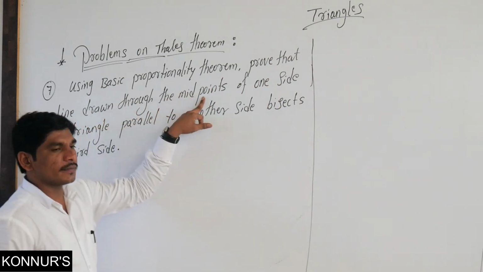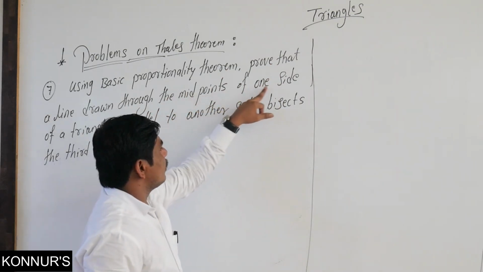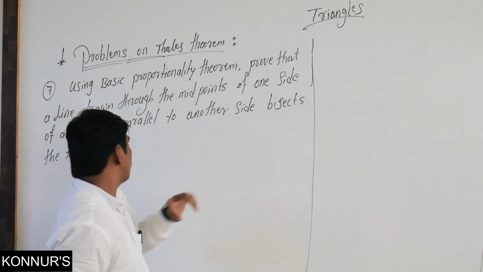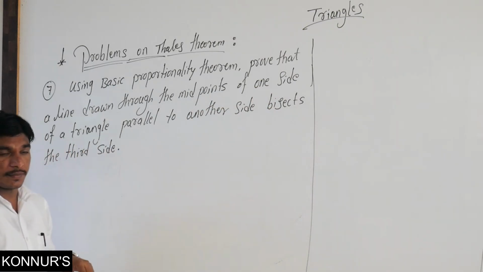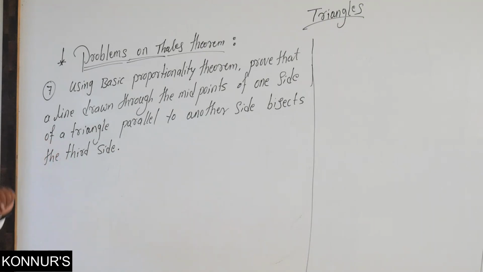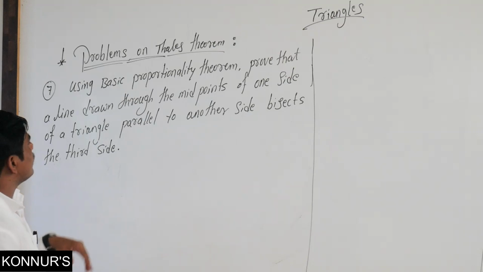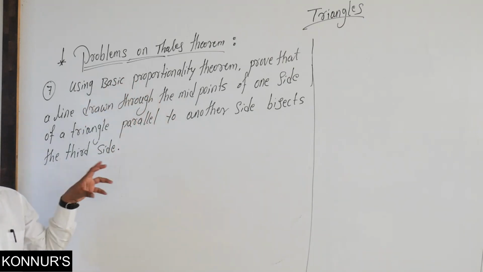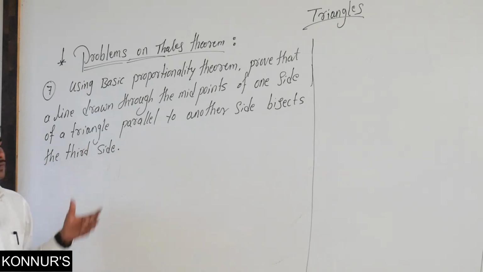The next problem, the seventh one: using basic proportionality theorem, prove that a line drawn through the midpoint of one side of a triangle parallel to another side bisects the third side. According to the given statement, this is the statement of the midpoint theorem. That's why, using basic proportionality theorem, we are proving the midpoint theorem.